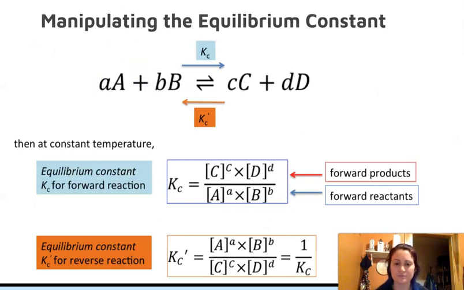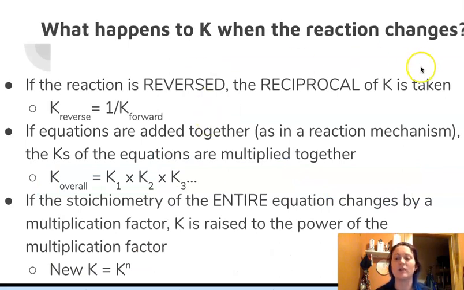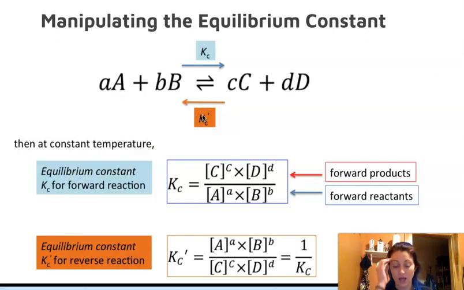First, if you have a reaction and you're taking the reverse of that reaction direction, you actually take the reciprocal of K. So K of the reverse reaction is equal to 1 over K of the forward reaction. Again, you just take the reciprocal if you're changing the direction of a reaction, and that's what we're seeing here in this slide.